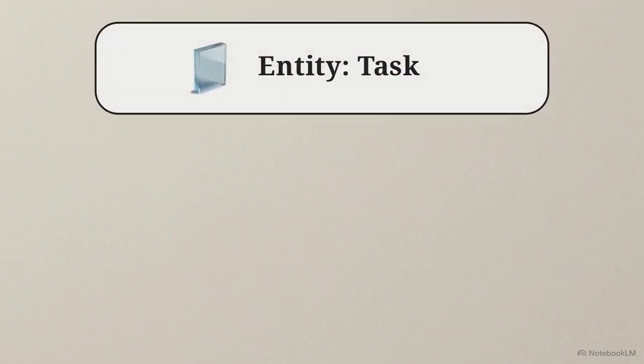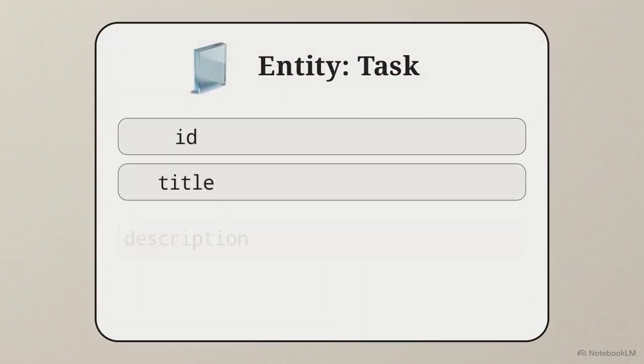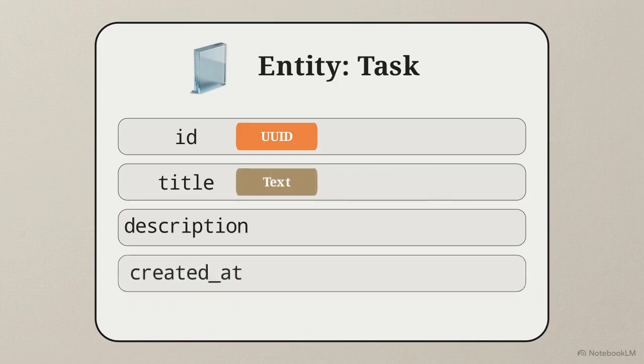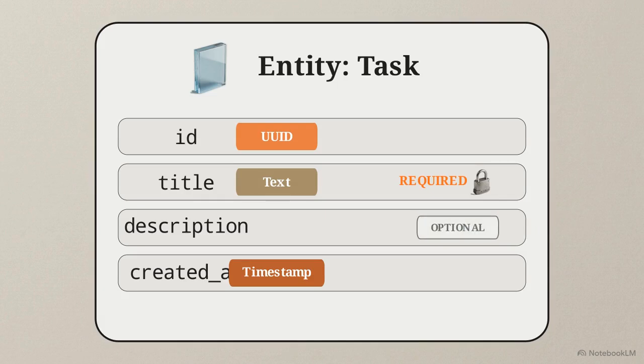To make this entity useful, we add slots for an ID, a title, and a description. We assign precise data types, a UUID for the ID, structured text for the title, and exact timestamps for the creation date. Next, we establish constraints by determining what information is strictly required. A task without a title holds no value, so that field is locked down. The description, however, can safely remain optional.